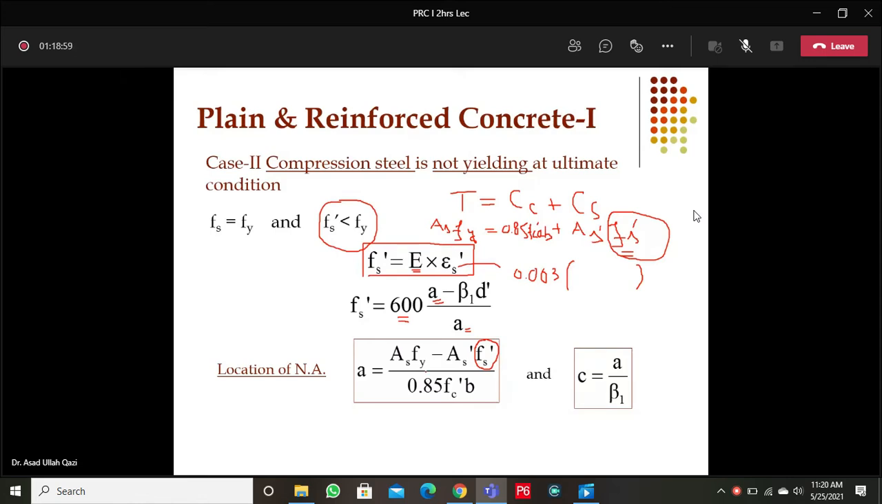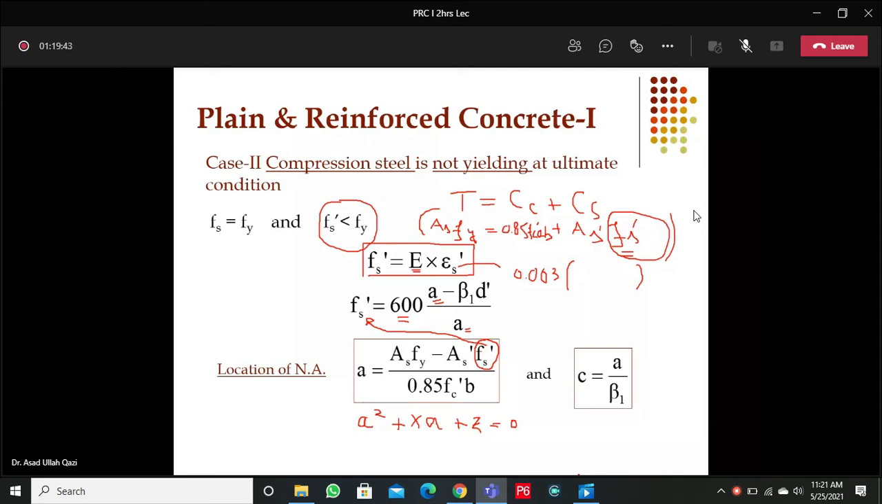So you will again take A on one side, and when you take A on one side from this equation, main equilibrium equation, you will get this shape, but then put FS prime, this one over here, you will get a quadratic equation of A. And that quadratic equation of A will give you then two roots. One root will be real, positive, and distance can't be negative.